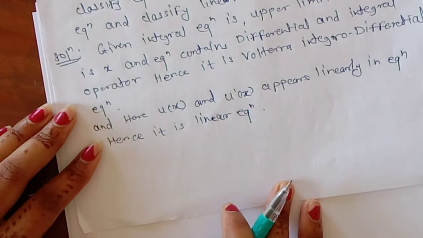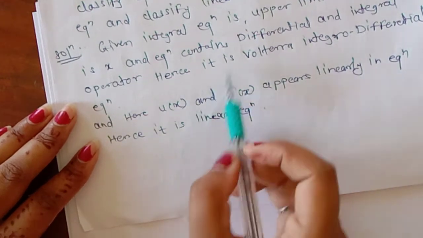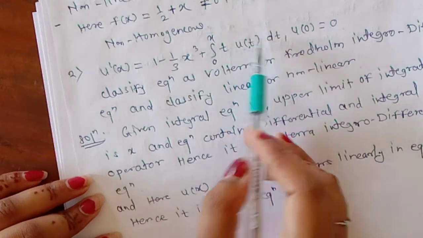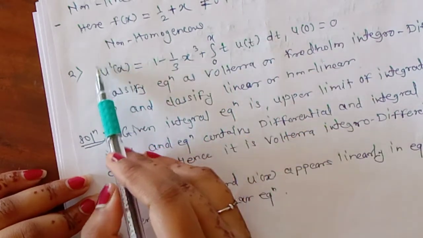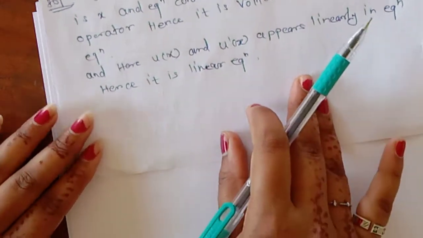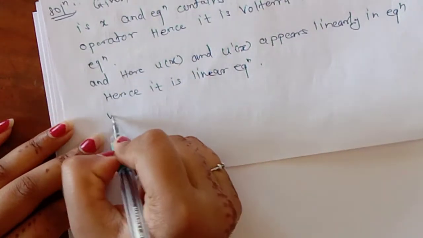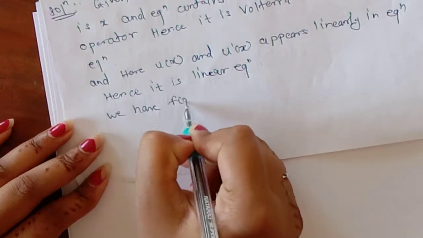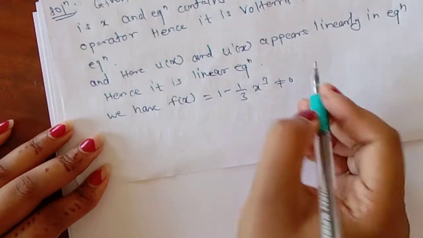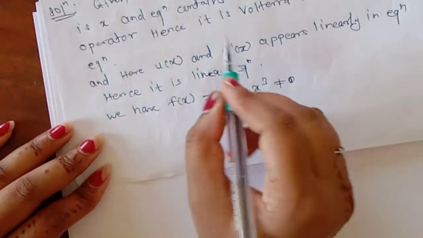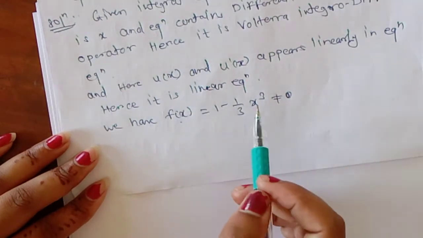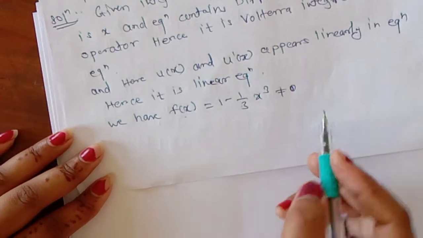Now look here, for the linearity property, the unknown function u of x under the integral appears with power 1, and also the derivative u dash of x has power 1. Therefore the given equation is a linear equation. And for the homogeneity property, we have f of x equal to 1 minus 1 by 3 x cube, which is a non-zero value. Compare this equation with a Volterra integro-differential equation, and from this we get f of x equal to 1 minus 1 by 3 x cube, which is a non-zero value.